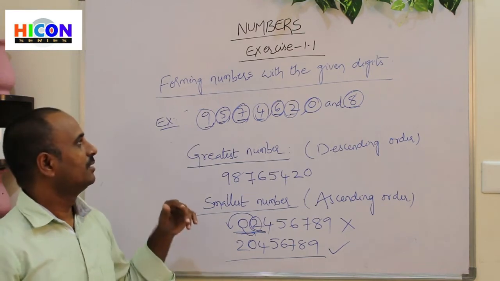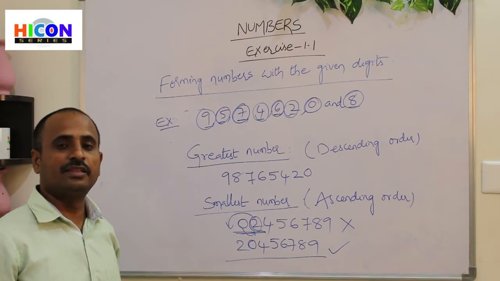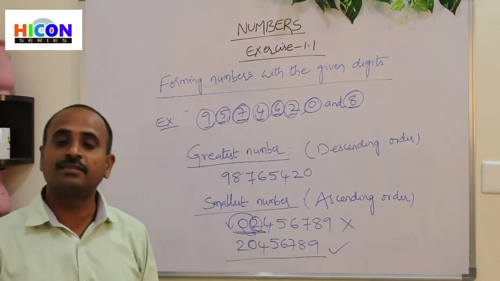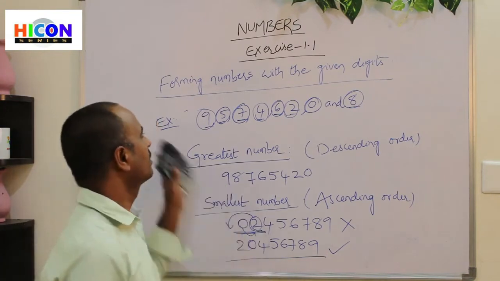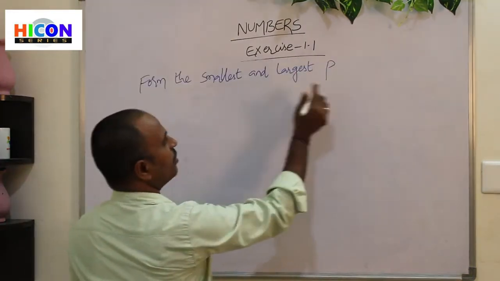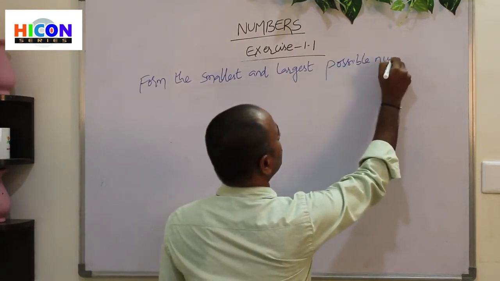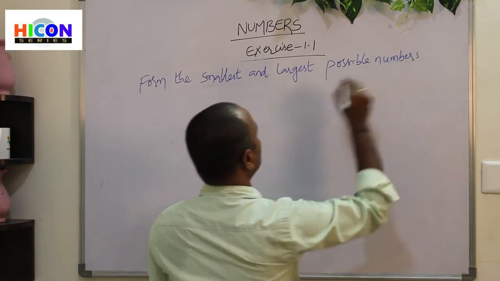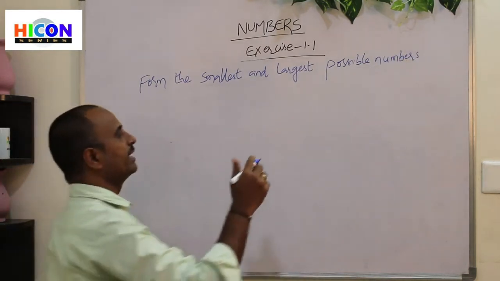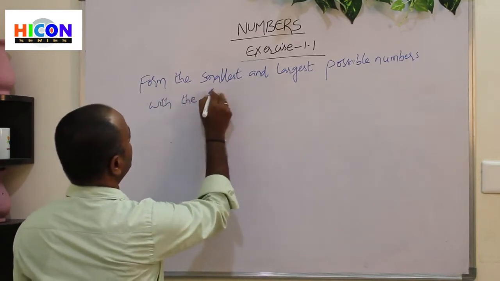So children, this is the way how to form the greatest number and smallest number with the given digits. Let us practice some more problems on these in the exercise. Let us go to the exercise part, that is exercise 1.1. Form the smallest and largest possible numbers with the following digits.